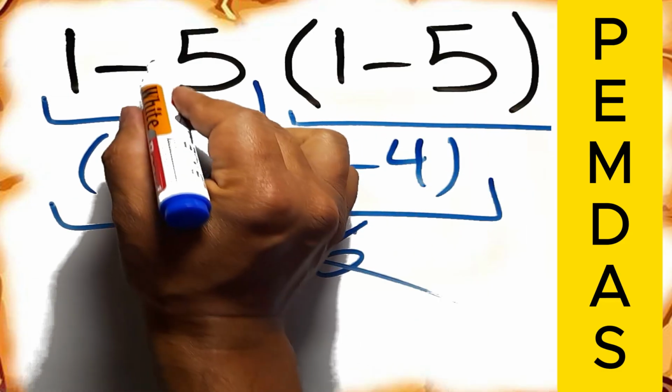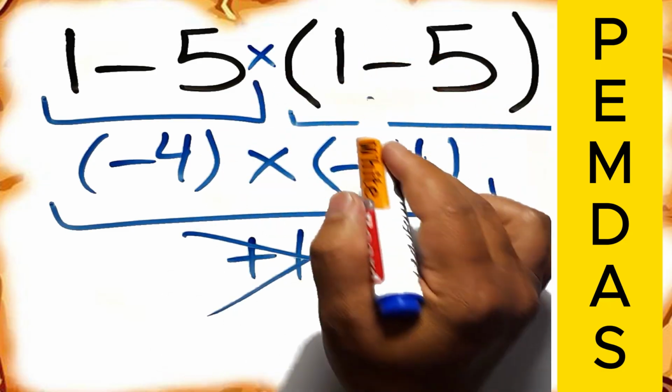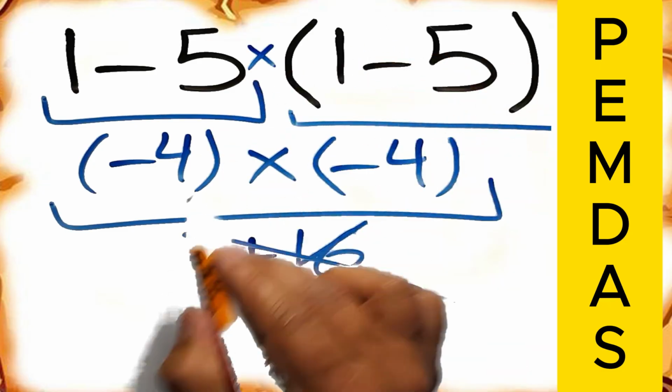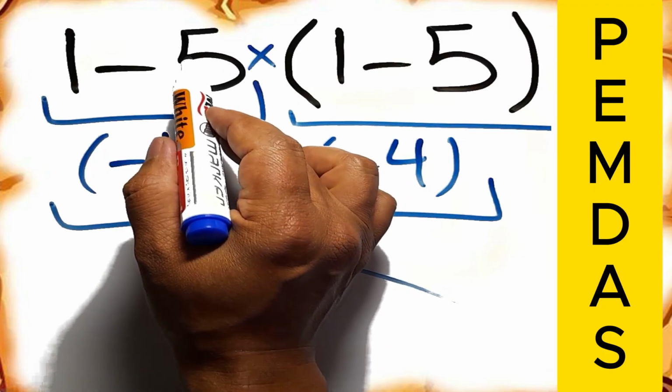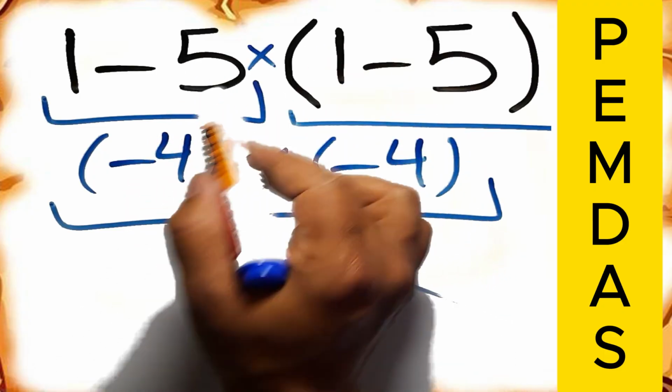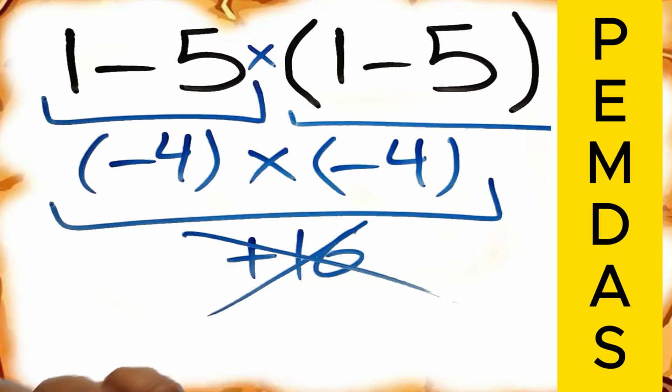In this expression, we have one subtraction, one multiplication, and one parentheses. Inside this parentheses, we have one subtraction. Here we have a multiplication, because in mathematics when a number is placed next to parentheses, it means multiplication. And we usually don't write the multiplication sign for brevity.